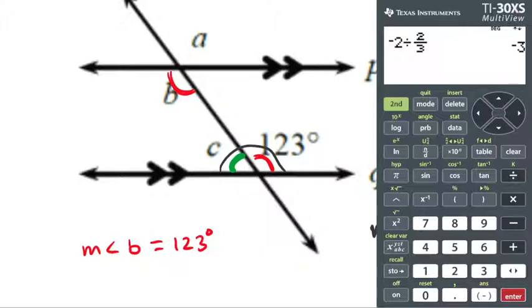They're 180 degrees together. And then the last one I know is that angles B and A are vertical angles. They're right across from each other when those two lines hit. So I know that A and B have to be the same. And because I know the measure of angle B, the measure of angle A must also be 123 degrees.